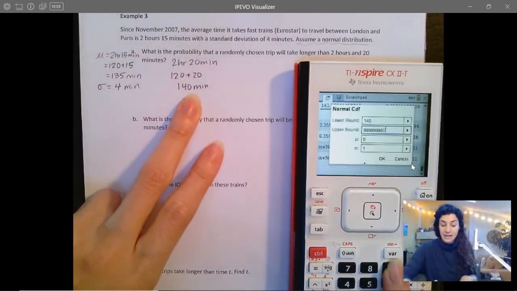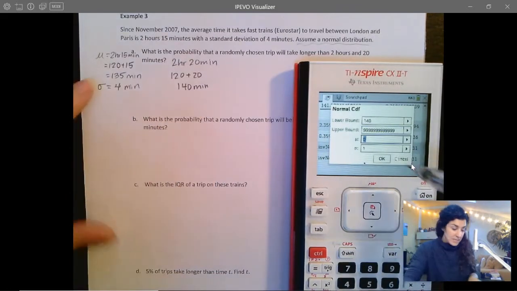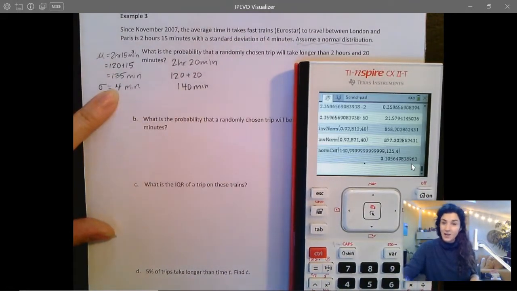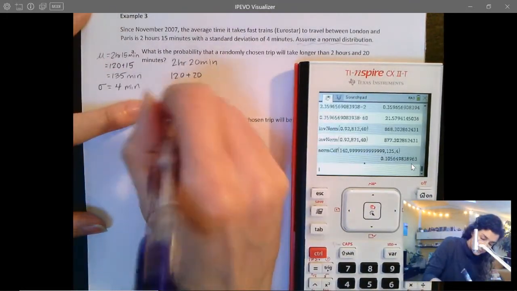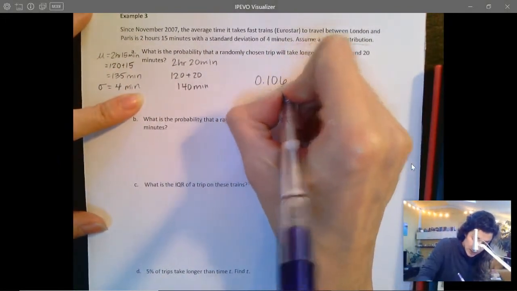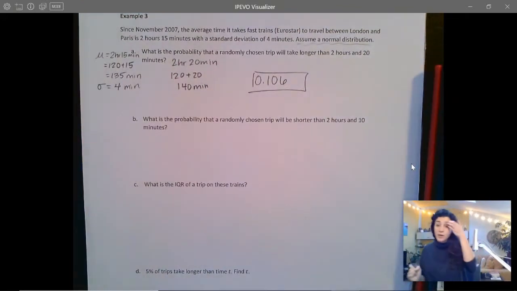So I'm going to put a ton of 9s in here. My mean is 135. My standard deviation is 4, and then I go ahead and calculate. So the probability is 0.106 or 10.6%, close to an 11% chance that it'll take longer than 2 hours and 20 minutes.